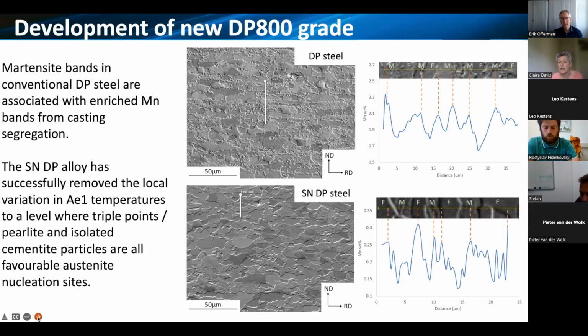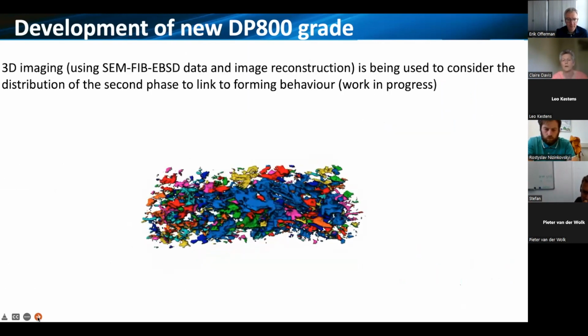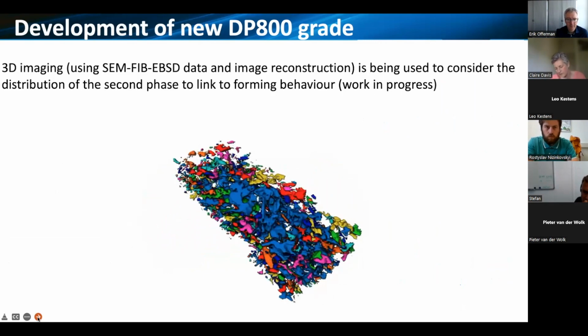And interestingly, for this segregation-neutralized DP steel, we see much lower manganese levels, because we had purposefully taken out manganese, but we see peaks both in martensite and in ferrite. So there's no preferential phase distribution within these two regions. It looks like we're achieving what we set out to do.